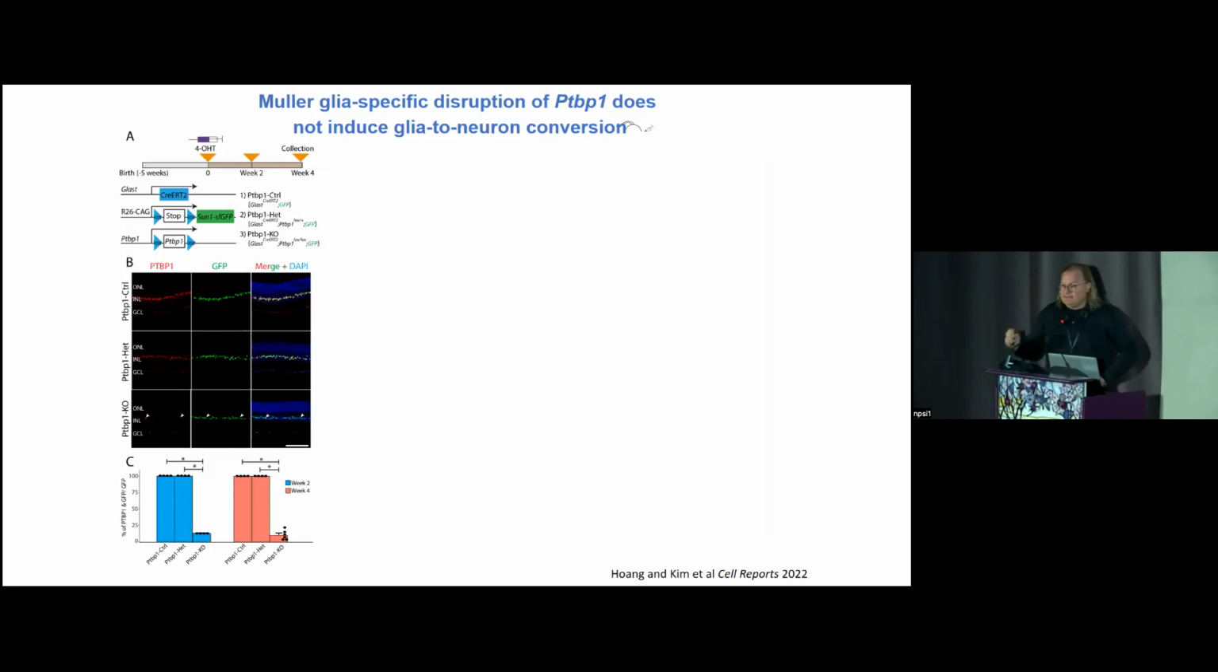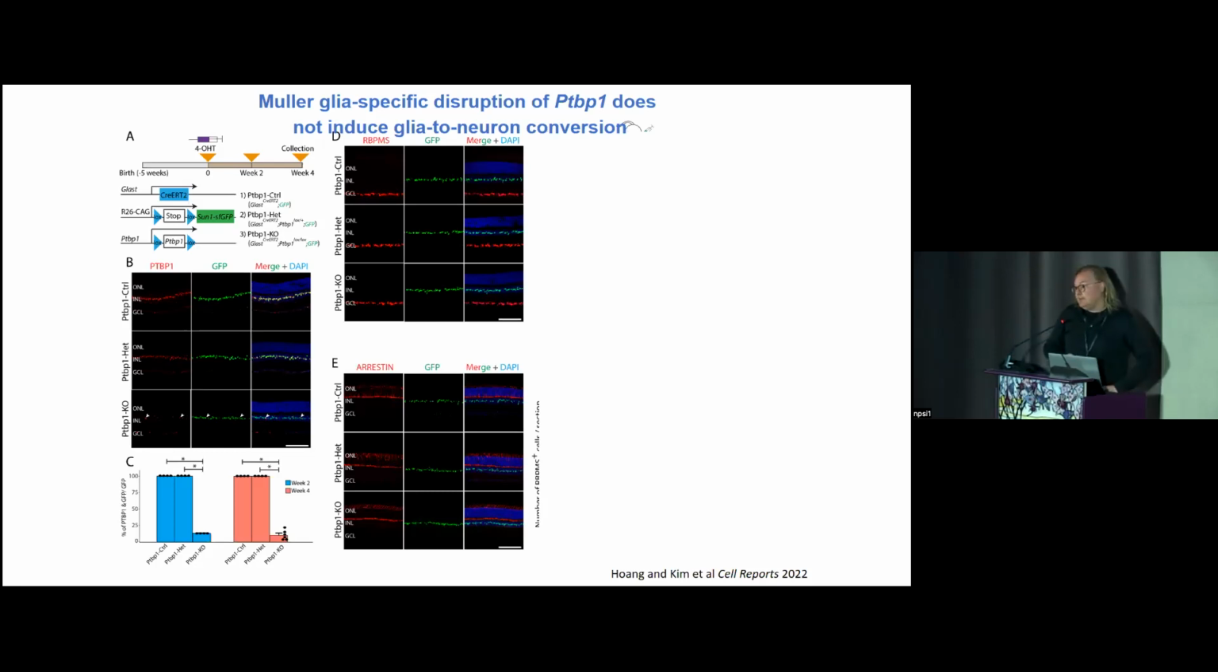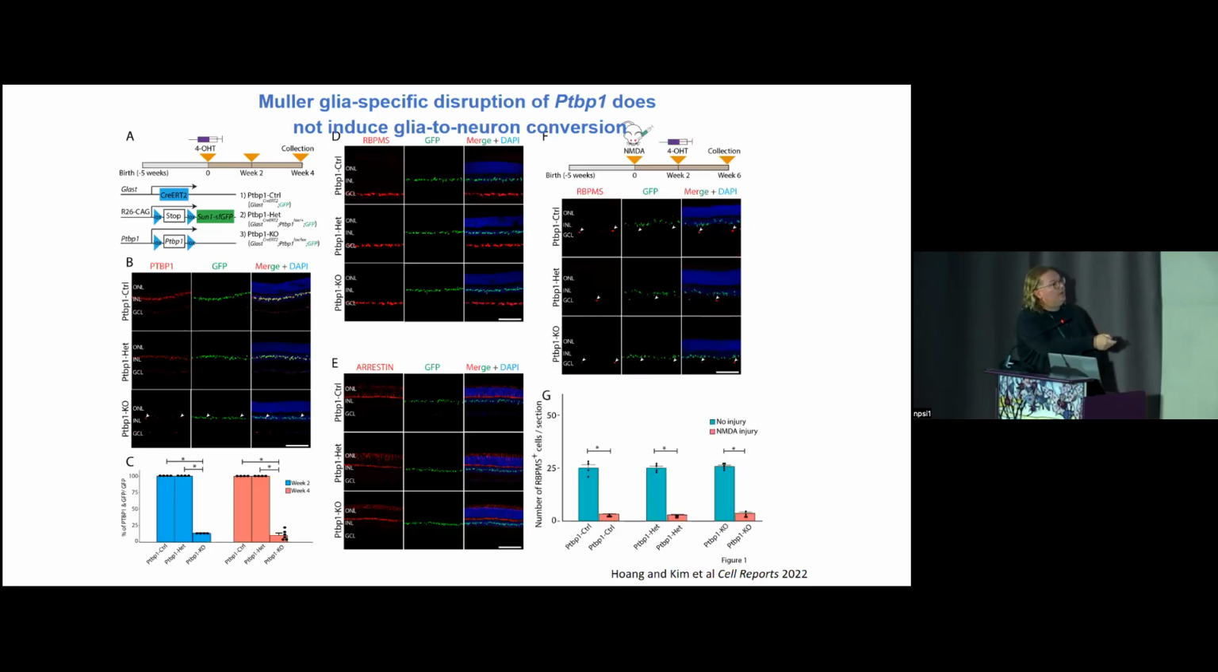So we set out to investigate this more using genetic-based lineage mapping and loss of function. So in this case, what we did is that we both marked the glia, we marked retinal Muller glia using a SUN1-GFP and simultaneously knocked out PTBP1 and then waited to see if we got neurons. Now we can very efficiently knock out PTBP1 in the retina, but we don't see any neurons. We don't see any neurons either under uninjured conditions or following injury.